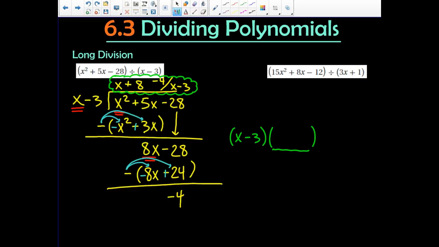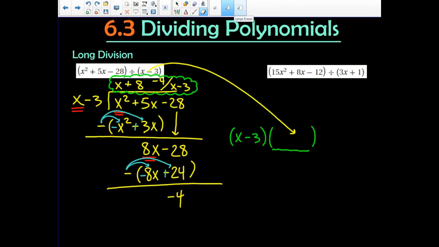In fact, what goes there is this stuff. So x minus 3 times x plus 8 minus 4 over x minus 3 is going to equal x squared plus 5x minus 28. It just doesn't divide in evenly.